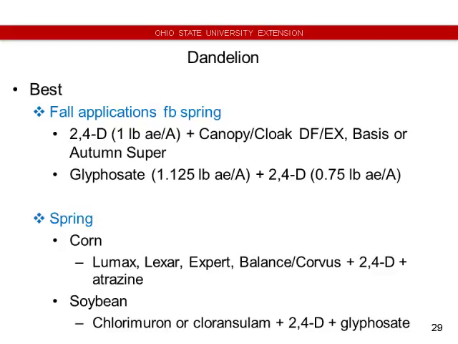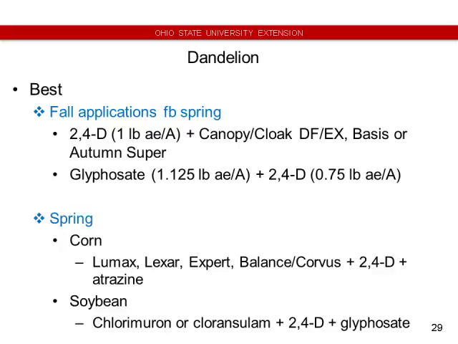Dandelion is very similar to marestail. It's best to do it in the fall. You can have applications of 2,4-D at a pound plus Canopy or Cloak or Canopy EX, Basis or Autumn Super. Any of those products with 2,4-D work rather well. Just remember, again, if you've got some annual grasses that you're trying to get, you're going to need some glyphosate to go with that.